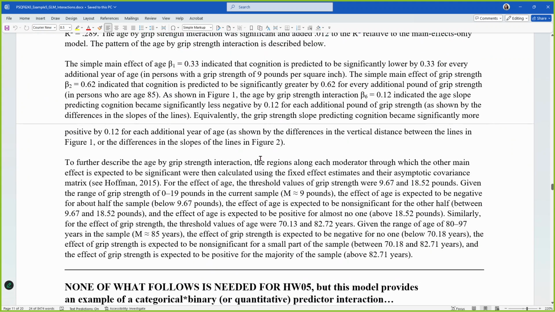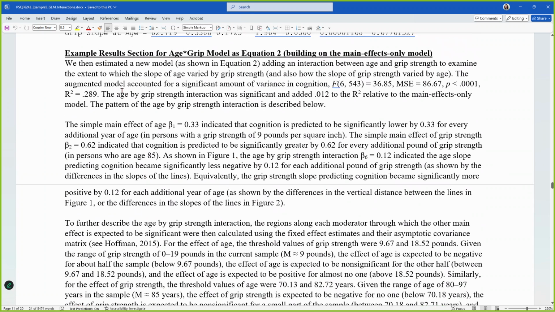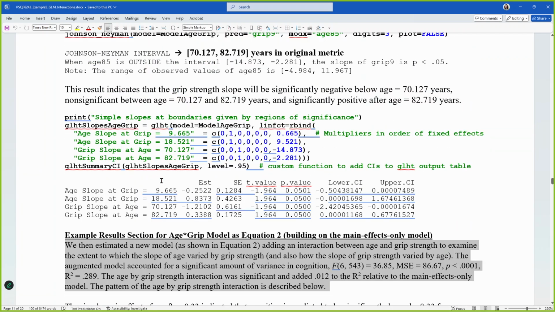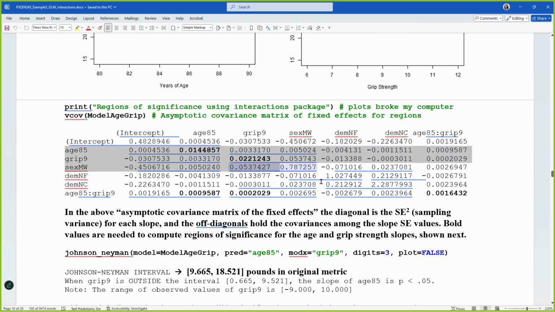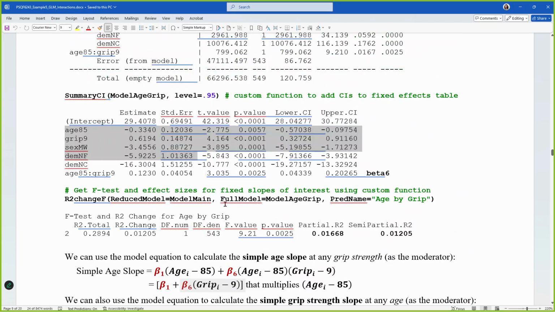So in terms of a write-up, here we go. I'm picking up on the text that I wrote for the main effects model. That was in example 4B. And then going through line by line to interpret the results of this right here. Or that's the wrong table. These results.